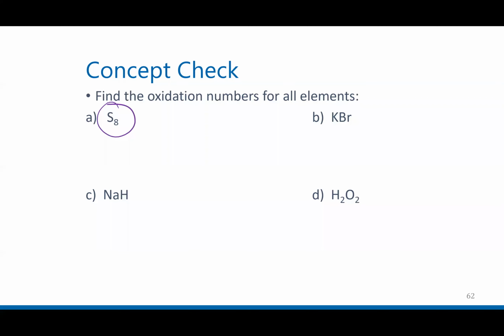A doesn't fit into any of our examples. A is just an element. It's not a compound. If it's an element, no charge. Okay, that it doesn't fit into any rules. It has to be a compound. So if it's an element, there's no charge here. So the charge on sulfur would be 0. No charge. Okay, elements do not have charges. Compounds have charges. Elements do not.